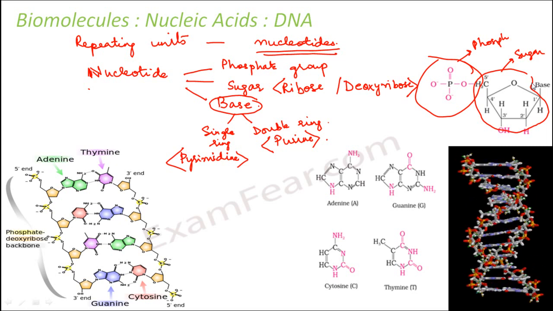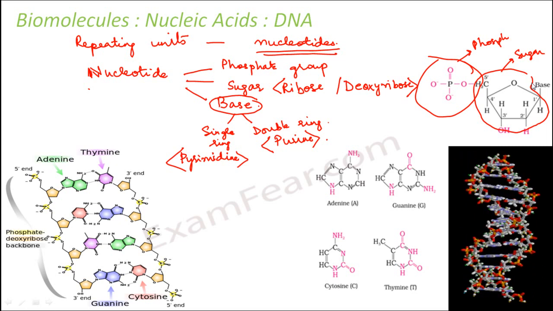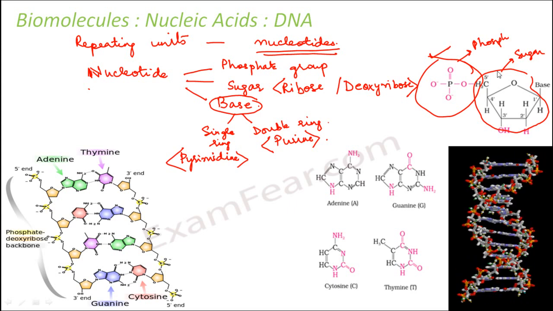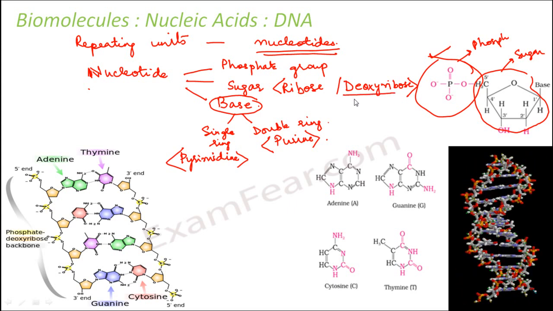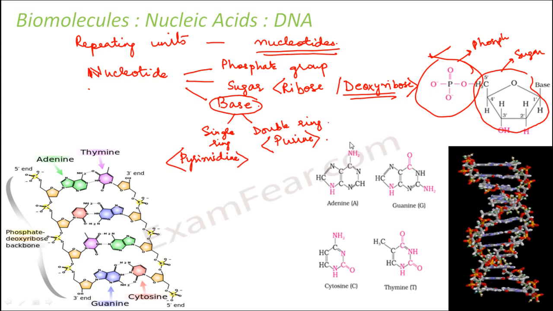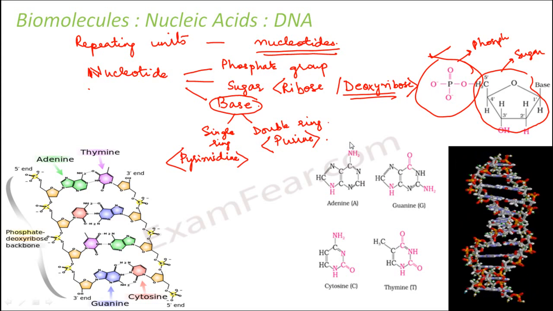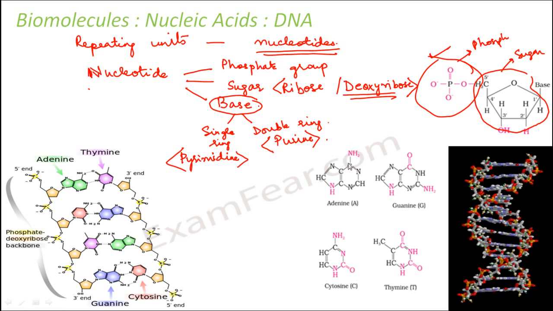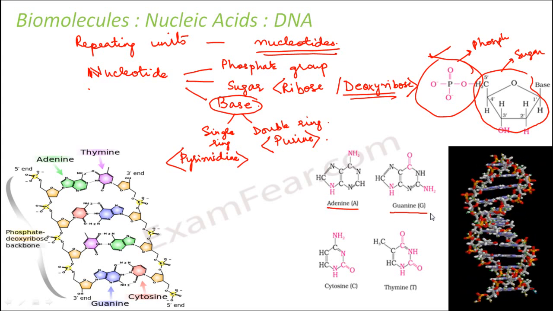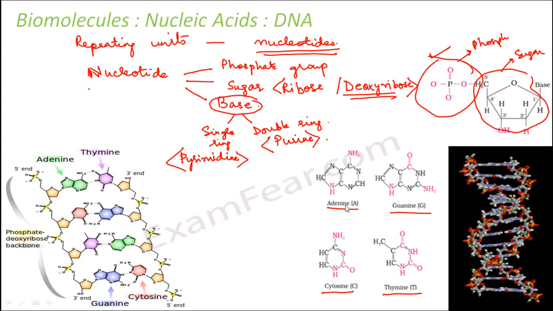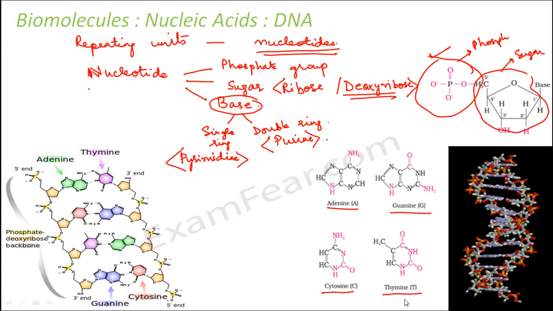So right now in this slide we will be talking about DNA, that is deoxyribonucleic acid. So for DNA you have a phosphate group. The sugar here in this case is deoxyribose. And what about the base? There are four bases which are possible to exist in the structure of DNA. These are the four bases: adenine, guanine, cytosine, and thymine. So they are abbreviated as A, G, C, and T.